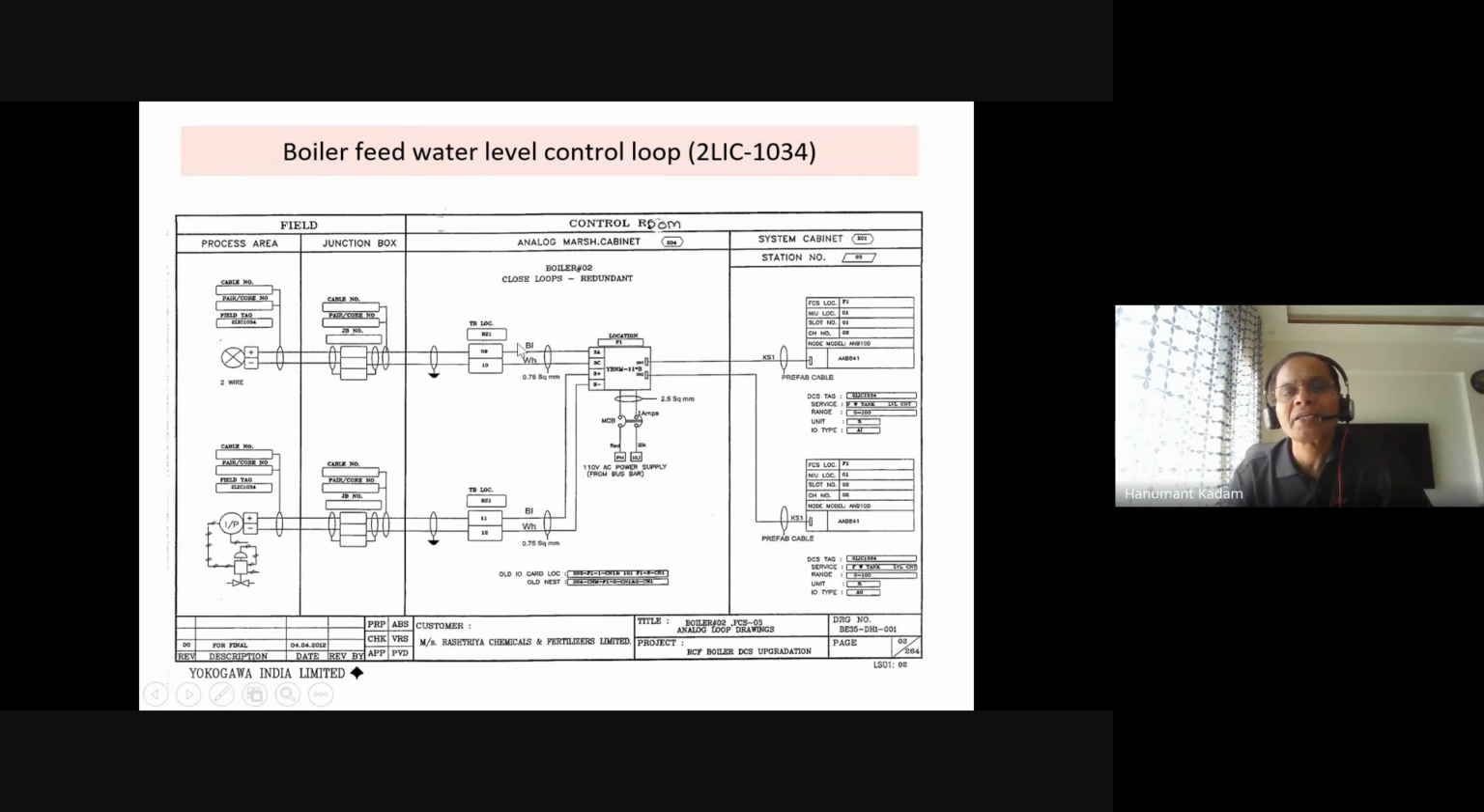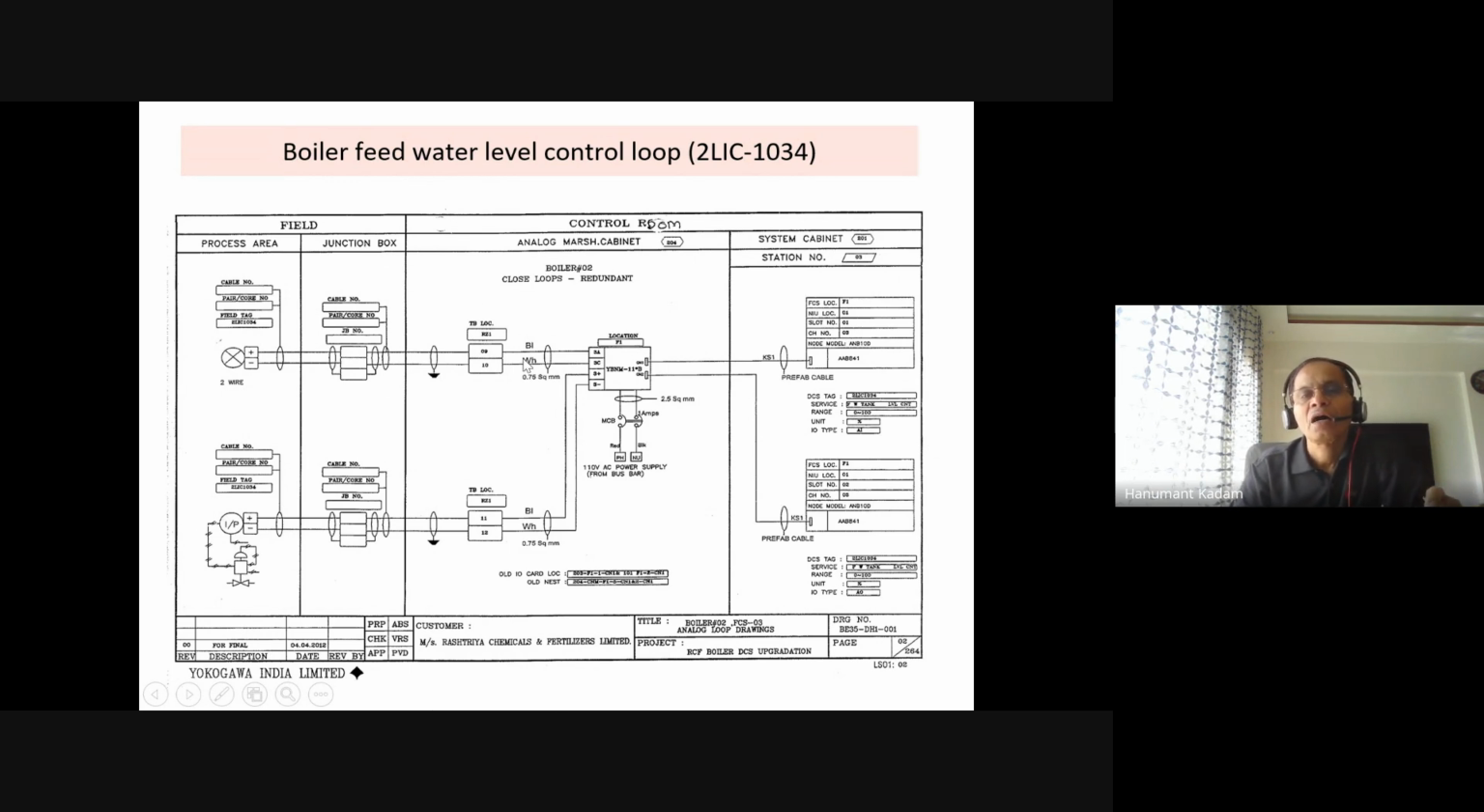In the marshalling cabinet, when this cable comes, again there is the cable number, and it is routed in the terminal box. Maybe here some intrinsic safety barriers or some converters are there, and through that these wires are further connected to the respective input cards and output cards in the system cabinet. In the system cabinet you can see these IOs, input and output, and controllers also.